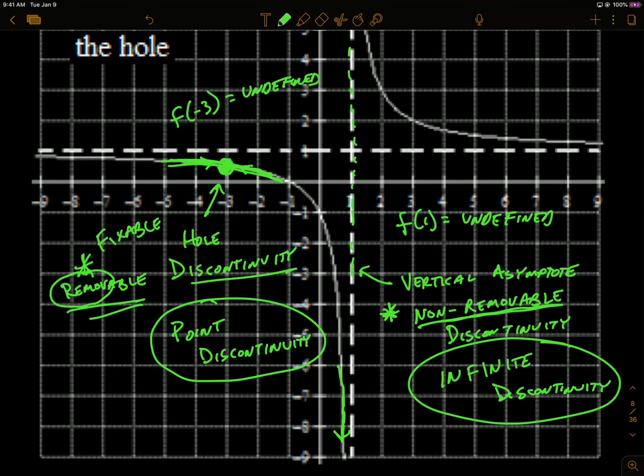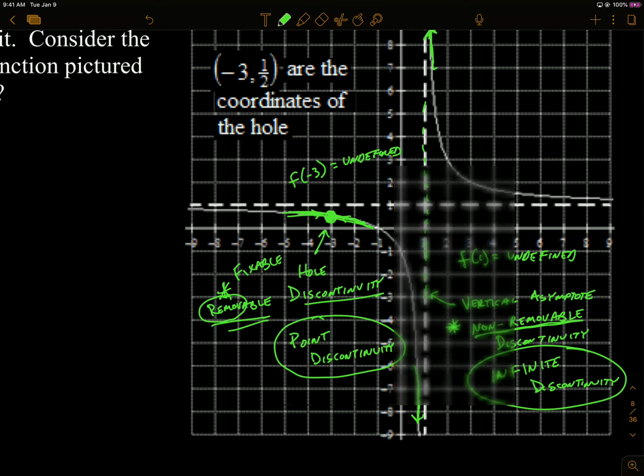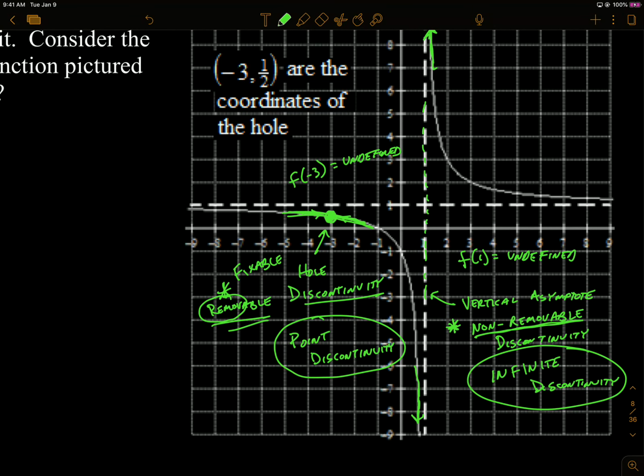But when I have a vertical asymptote, that's a non-removable discontinuity. That's not a fixable discontinuity. I could never make the function continuous. Like if I just define f of 1, I could define it here. The function still is not continuous. I could define it up here. It's still not continuous, right? So you can never fix it.